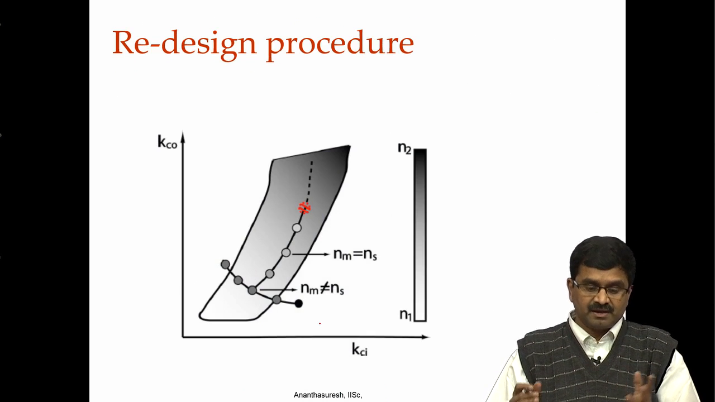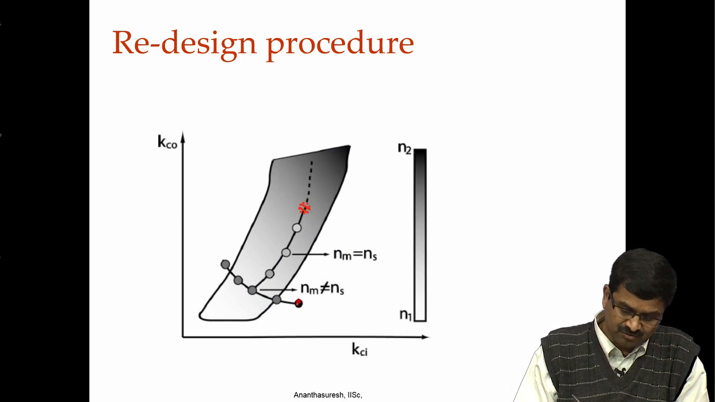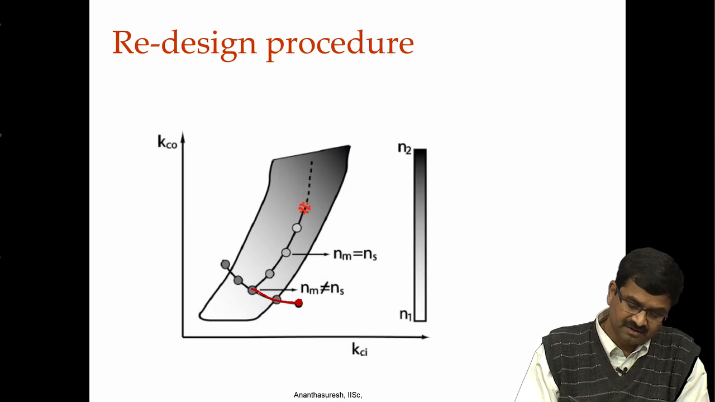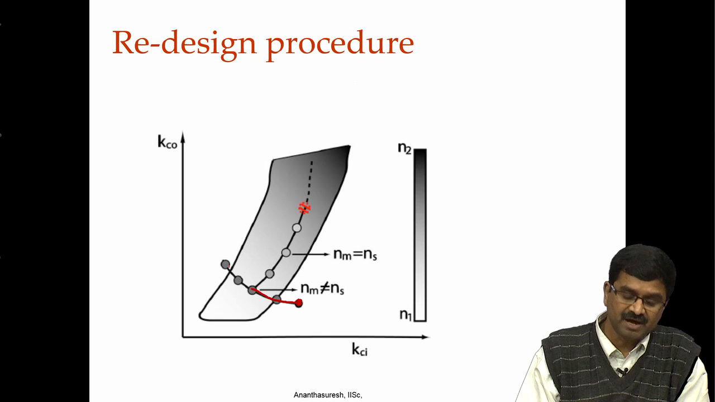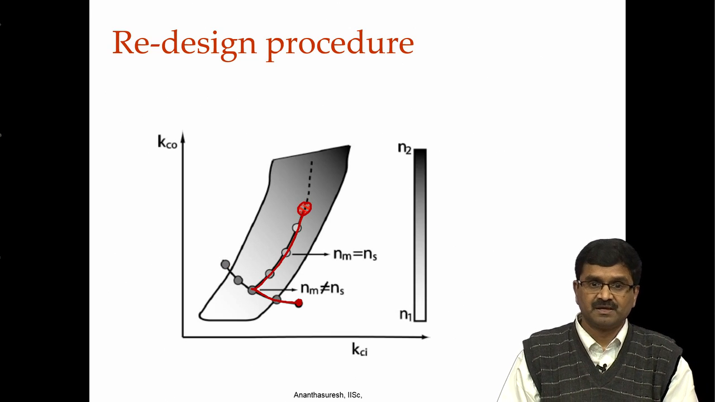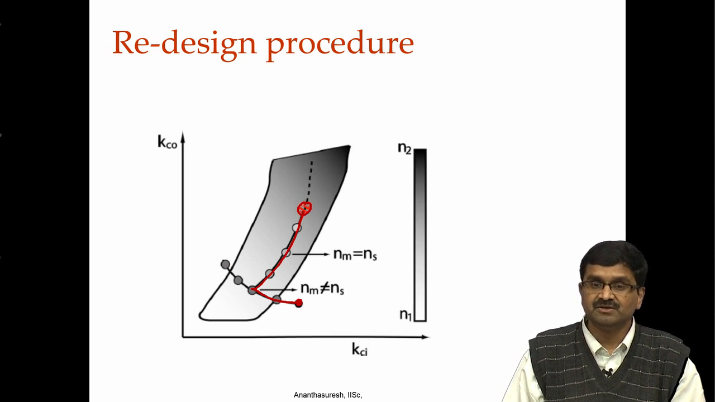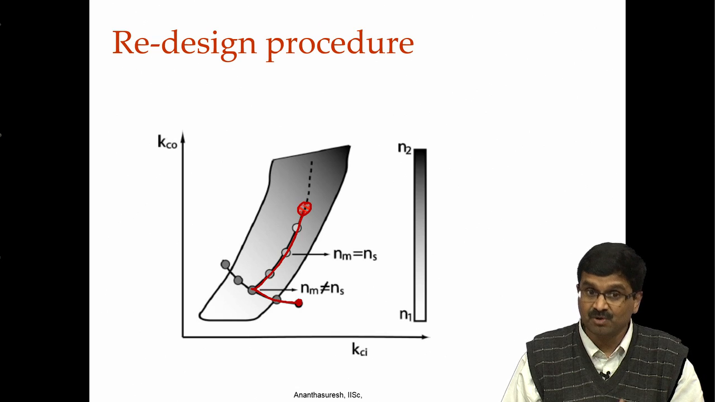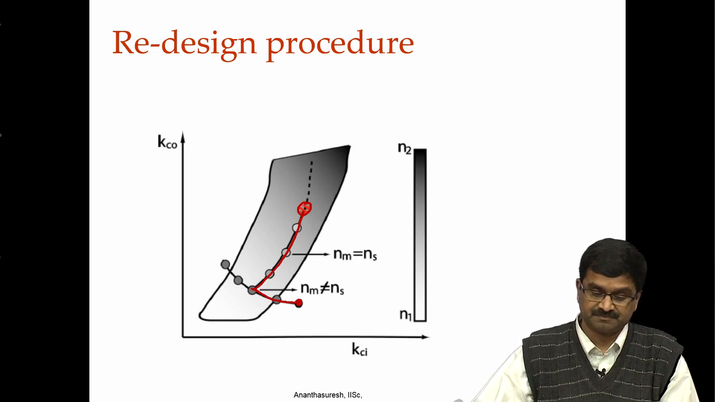So, the redesign procedure again: we are outside, let us say you have come in, and then if you go further you are going out of the map, but the n value does not change. You can take a different path where the n value can actually be changed to meet the user specification, not just KCI KCO, n also has to match.